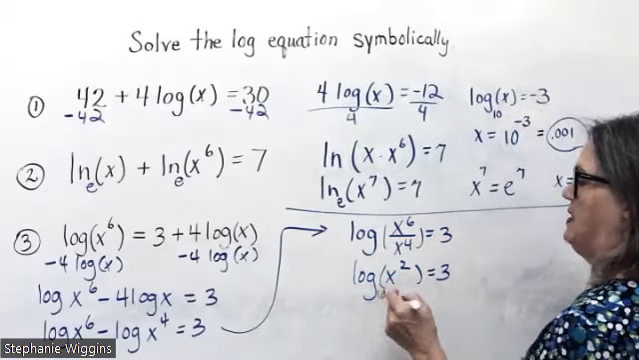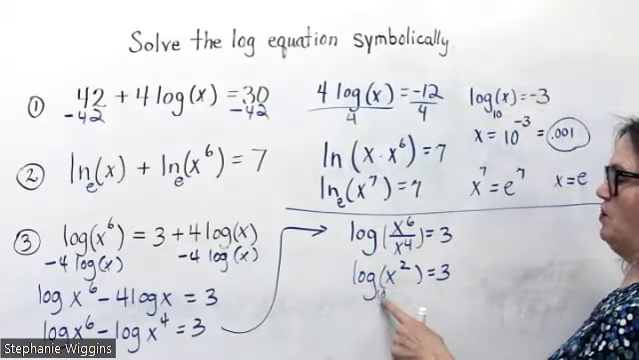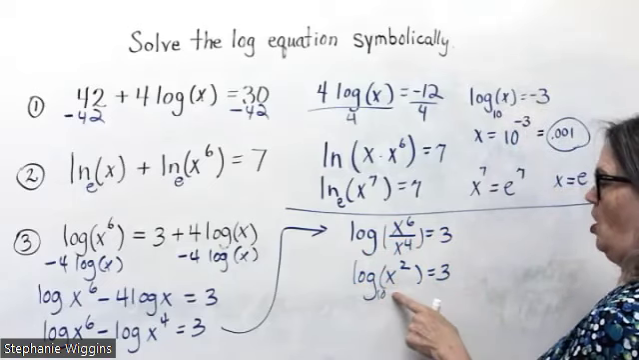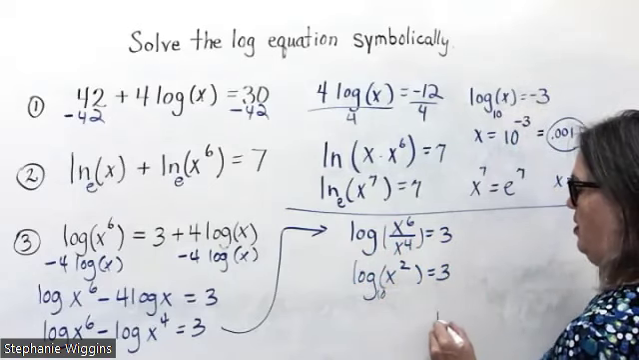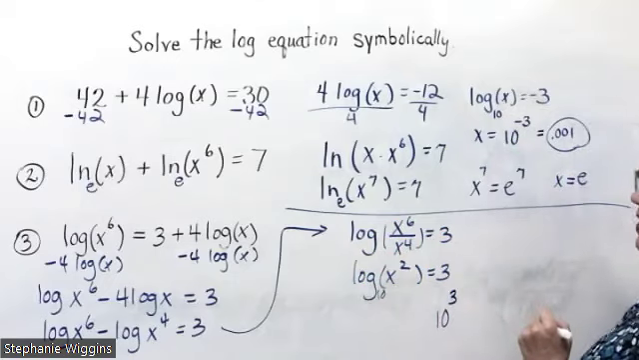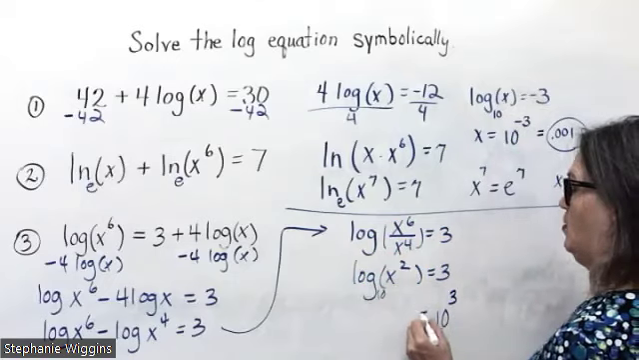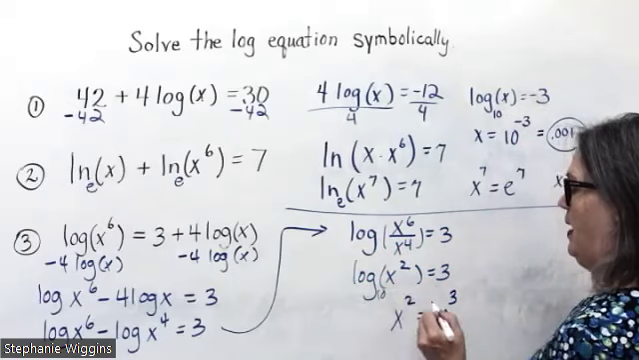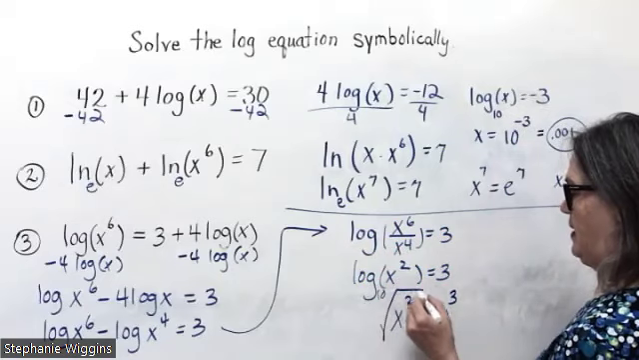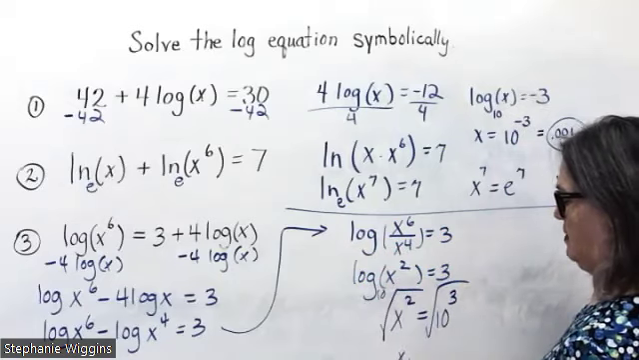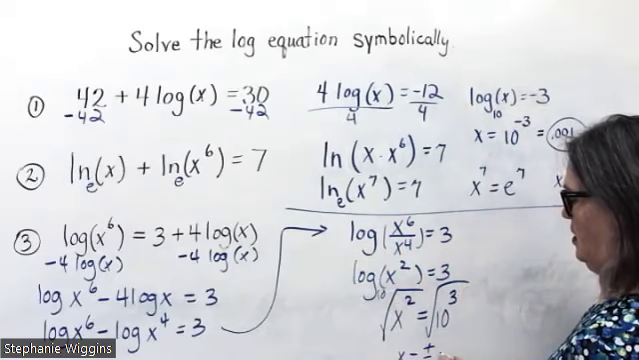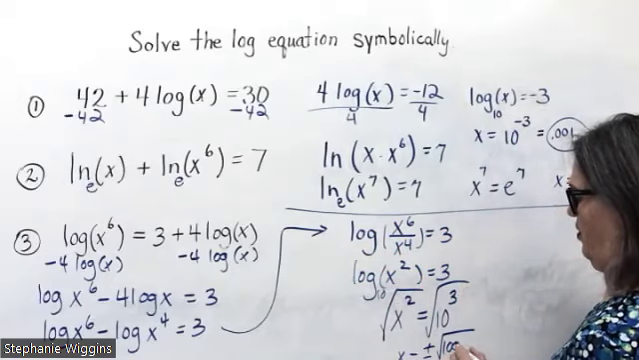The base is 10 because this is the common log. So the base is on the bottom and the log is the exponent. So there we have 10 cubed, right? And that is equal to x squared. And we're going to have to take the square root of both sides to get that x is plus or minus the square root of 1,000.